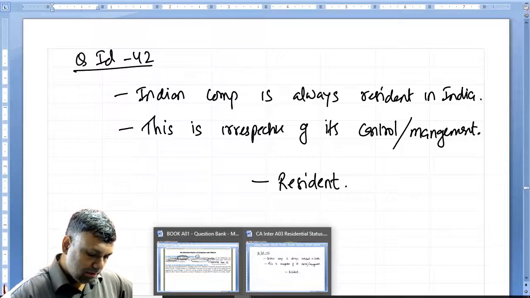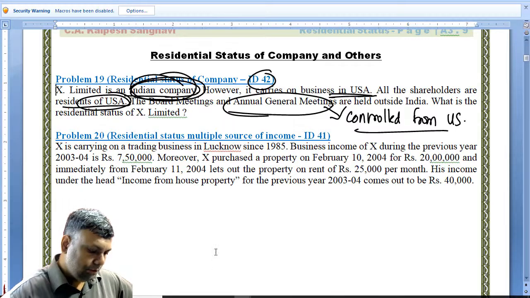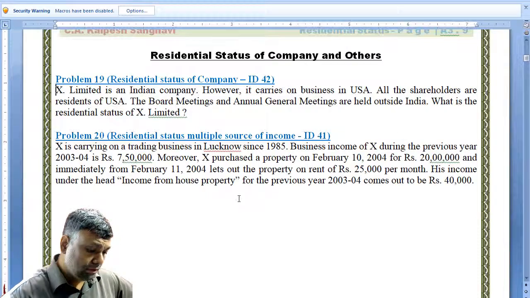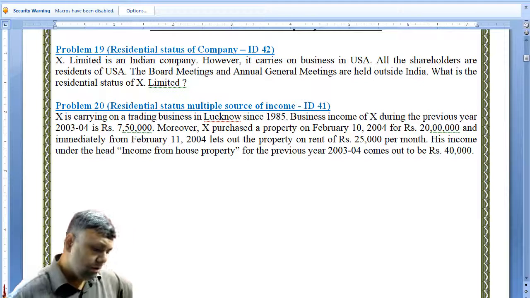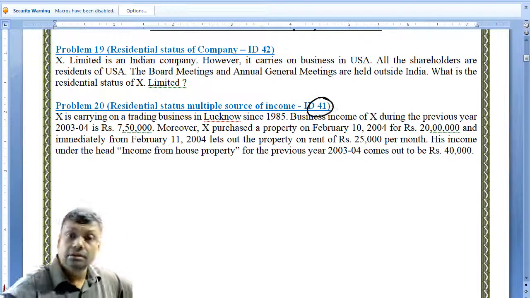Let's go to the next question, which is also a very good question on this particular front. Very conceptual question, friends. Let me read the question first.